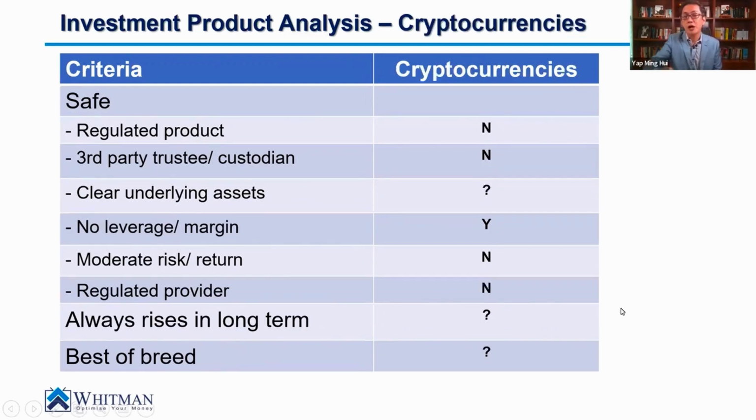I know some people who are very gung-ho, very excited with cryptocurrency, but if you put it into this category, you can see this investment has even more issues: not a regulated product, no third-party custodian, questionable underlying asset, definitely not moderate risk return, and the provider is also questionable. Will it rise in the long term, and still be there when you retire 10 years later? Questionable. And best of breed, nobody knows.